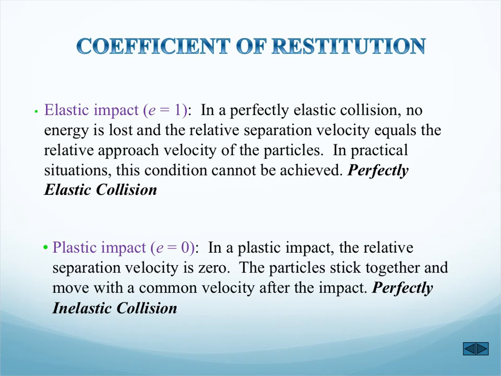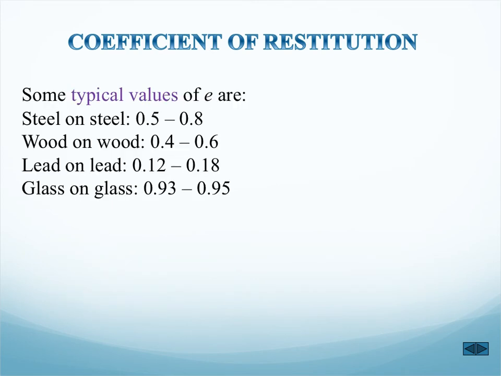Another situation, sort of the opposite of an elastic collision, is a plastic impact, or as we used to call it in general physics, a perfectly inelastic collision. In this case, the two objects will stick together after the collision, therefore there's no relative separation velocity, so the numerator of the coefficient of restitution is 0. So when e is 0, you have a perfectly inelastic collision. In real life, coefficients of restitution are somewhere between 0 and 1, and here are some values for reference.